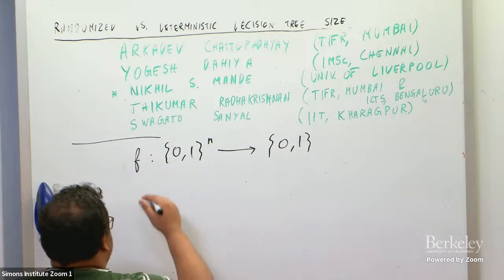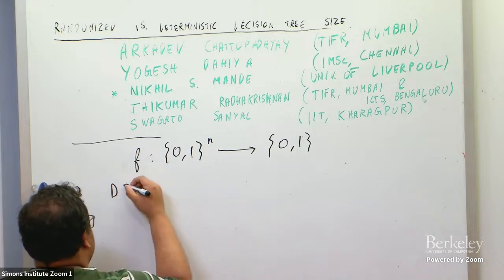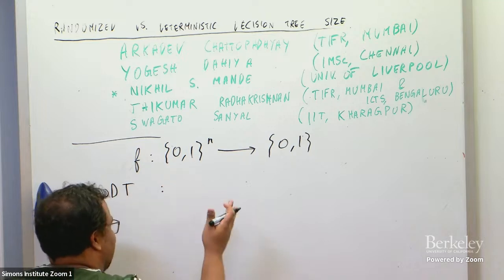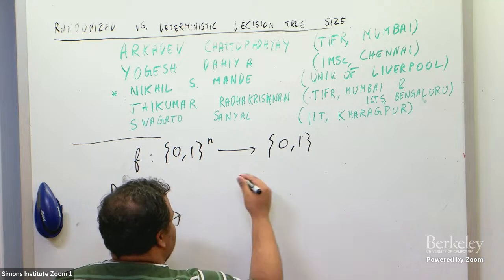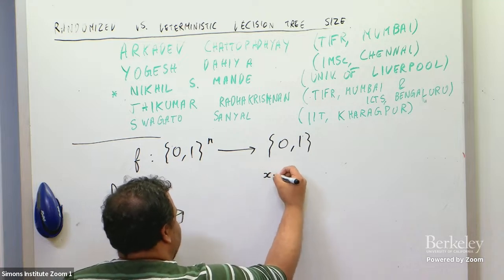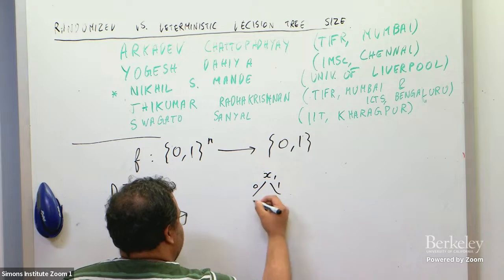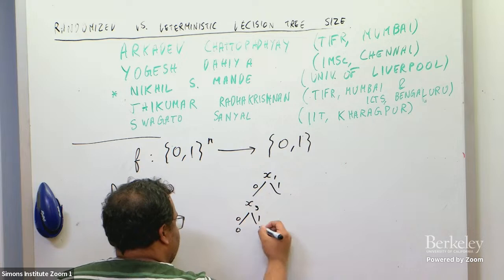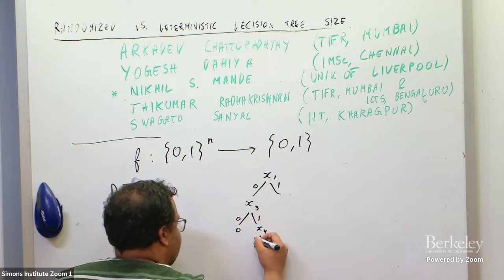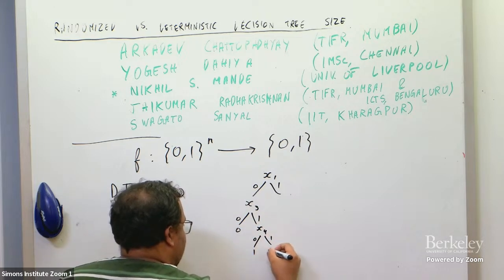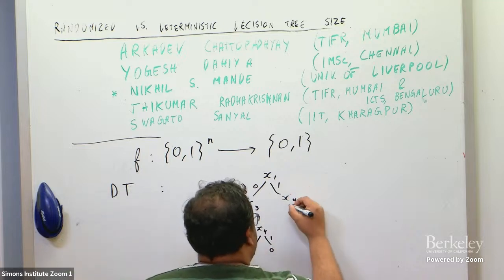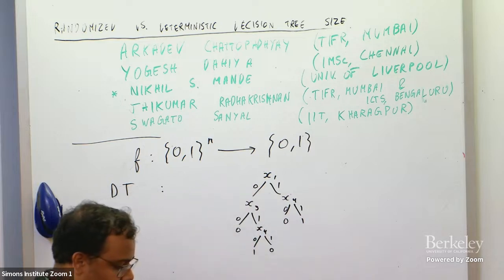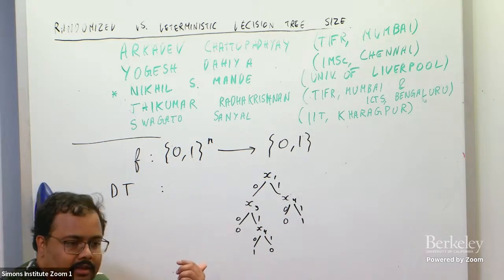Now, very quickly, let me tell you what decision trees are. A decision tree is a model of computation of Boolean functions. It is a binary tree where internal nodes are labeled by variables, edges are labeled by values in 0 or 1, and leaves are labeled by values either in 0 or 1. So this is an example of a decision tree that computes a 4-bit function in the natural way.